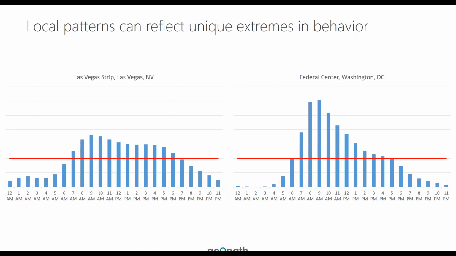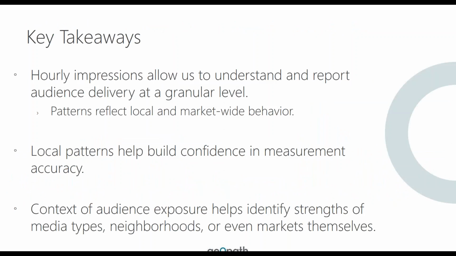Cool. I think that's all the questions. I was just checking. So what does this mean? Why is this great? Why are we excited about it? So when you're able to understand hourly impressions and that level of granularity, you can again start to understand what is reflected in the local market behavior, or as well as kind of within a particular type of inventory or even a specific neighborhood. And this, having a sense of this pattern and being able to see that pattern, helps build confidence in the accuracy of the measurement.